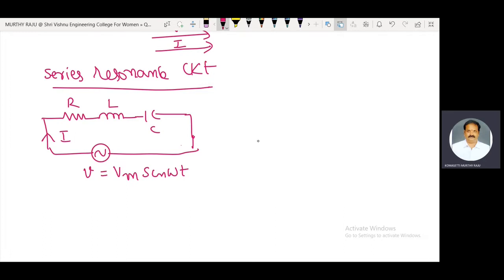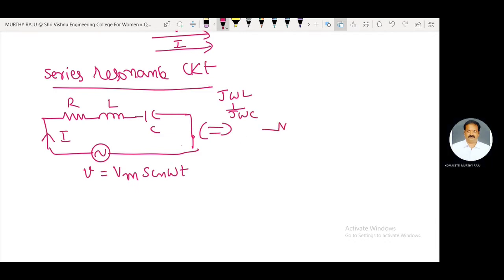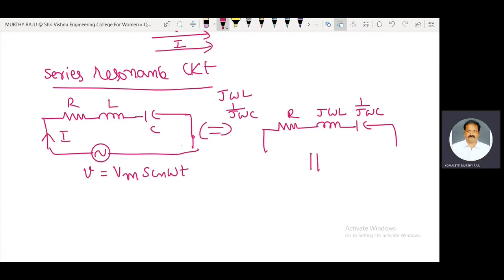First of all, find out the impedance of the circuit. In the equivalent circuit, the reactance of the inductance is j omega L. The reactance of the capacitance is 1 by j omega C. This one is R, j omega L, 1 by j omega C. Find out the impedance of the circuit between these two terminals, that is Z.